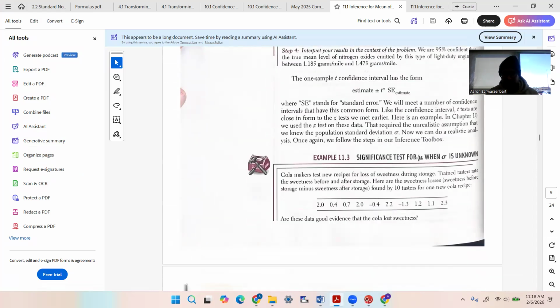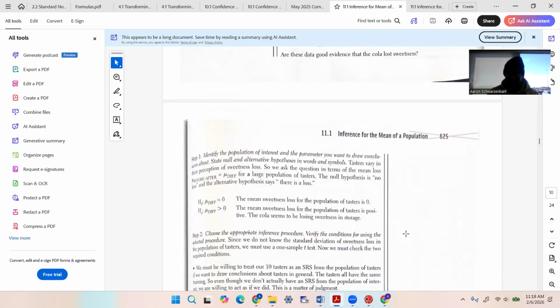So, significance for mu when sigma is unknown. Cola makers test new recipes for loss of sweetness. Trained taste testers rate the sweetness before and after storage. Here are the sweetness losses. So this one says it lost 2 points on their scale. This one says it lost 0.4, this one 0.7. This one, according to theirs, gained 0.4. Now, keep in mind, a couple months apart, you're going to get some variability. This one lost 2.2, gained 1.3. Is this good evidence that the cola lost sweetness?